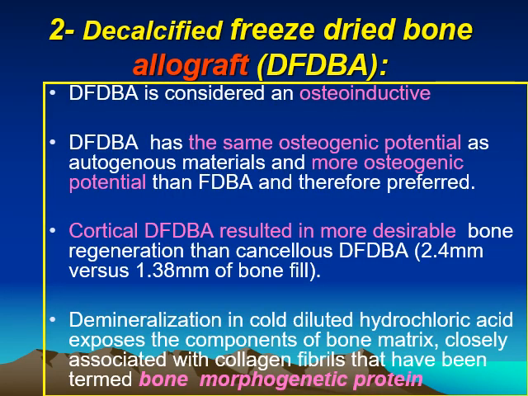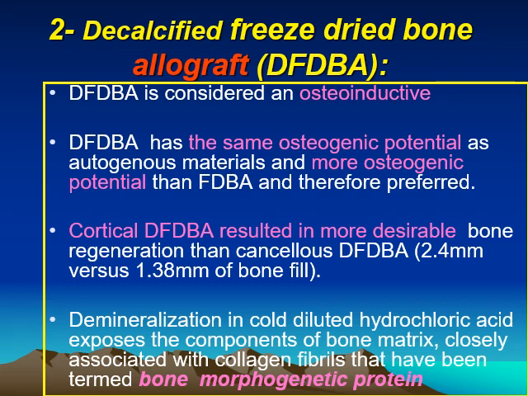The decalcified freeze-dried bone allograft is considered osteoinductive and is known as DFDBA. It has the same osteogenic potential as autogenous materials and more osteogenic potential than freeze-dried bone allograft or FDBA, and therefore preferred. The cortical DFDBA resulted in more desirable bone regeneration than the cancellous DFDBA, 2.4 mm versus 1.38 mm of bone fill.